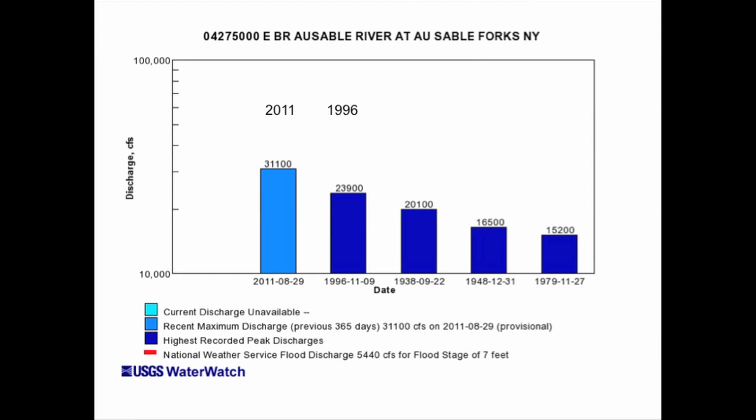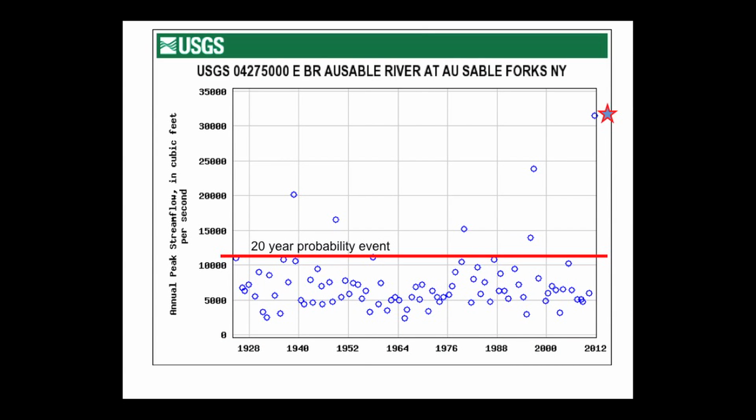And so the flood of record for the East Branch is also this event, the Irene event. '96, some of you remember that, was the previous flood of record. And then we go back to '38 and then '48 and '79. There's the 20-year line on this graph, discharge over here. And then here's Irene again, way out over here.